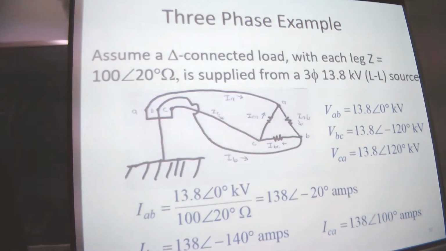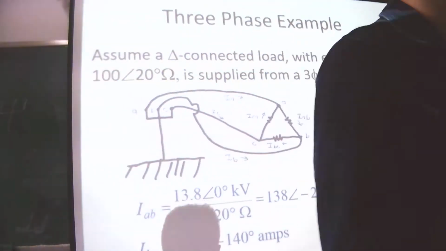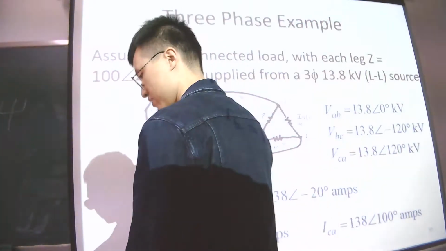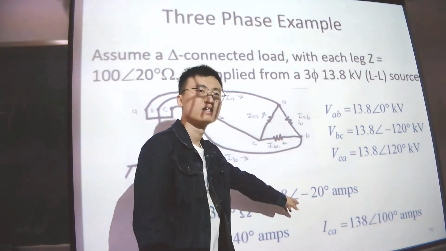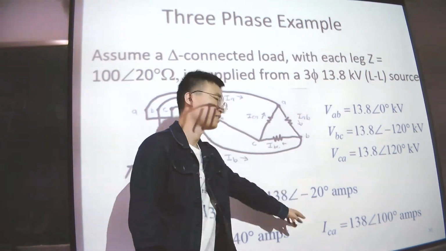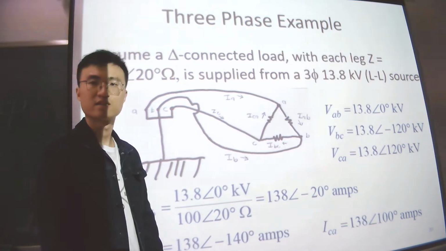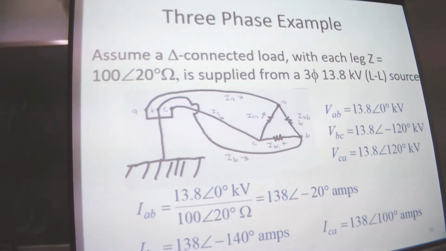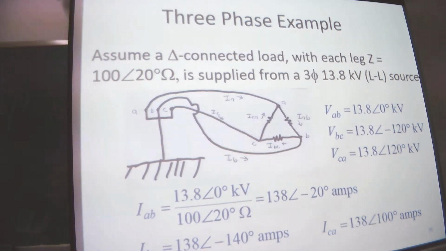Lakshmi, I have a question. Actually, for the current IAB we use minus. You mean this? Yeah? Why minus 20? Oh, you can say this, yes.